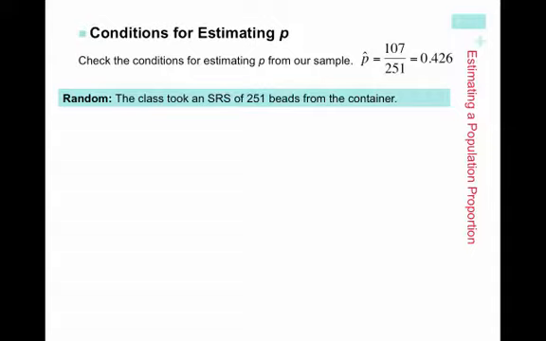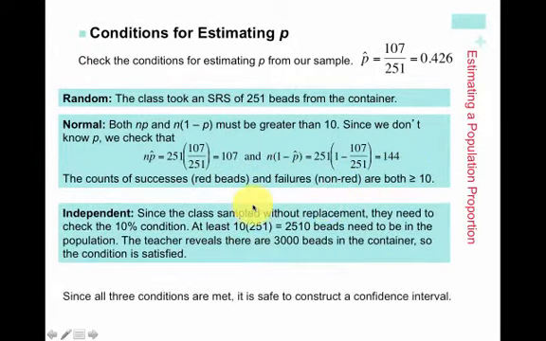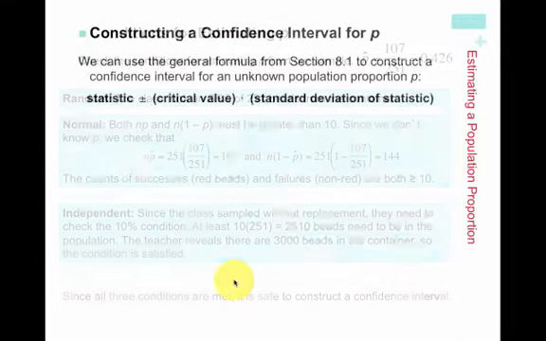First, we make sure that we have a simple random sample. Yes, we did that. We're getting our point estimate. When we're checking our normal condition, we're going to use n times p hat and n times 1 minus p hat. Those are both greater than or equal to 10. Independent, well, we're sampling without replacement, so we need to check our 10% condition, and our population is more than 10 times this. So if I told you that there were 3,000 beads in the container, our independence is satisfied. We can use our standard deviation calculation. So since these three things are met, it's safe to make our interval.